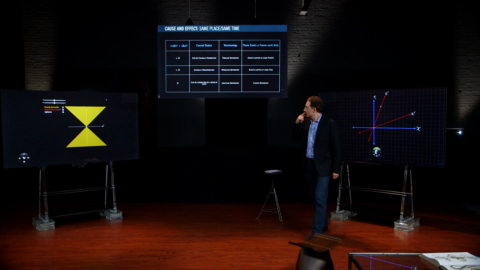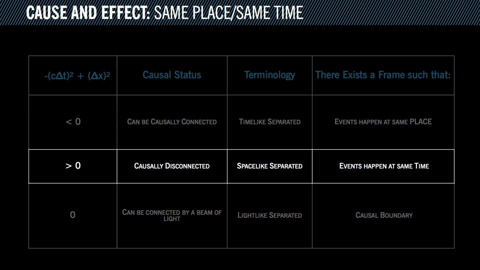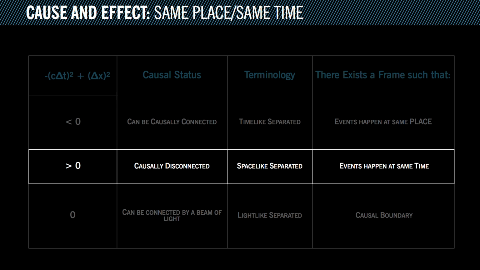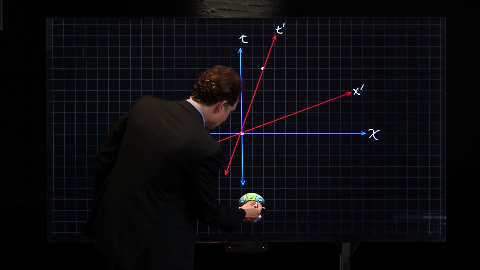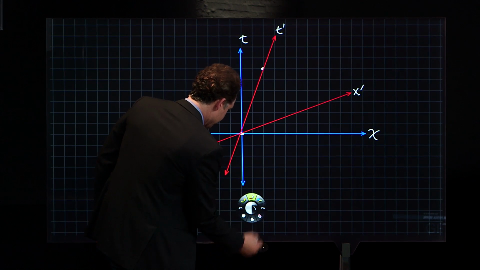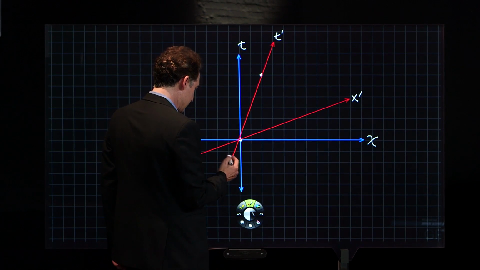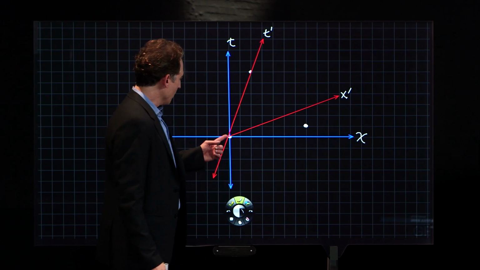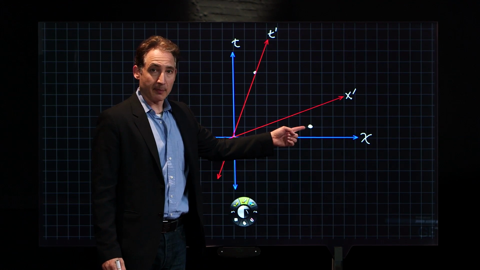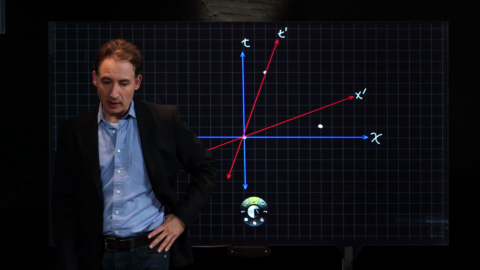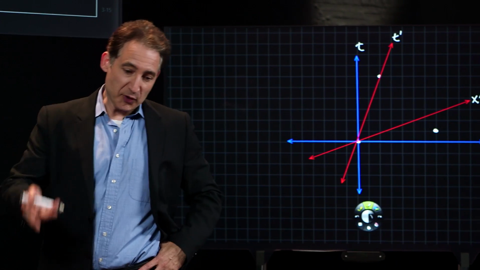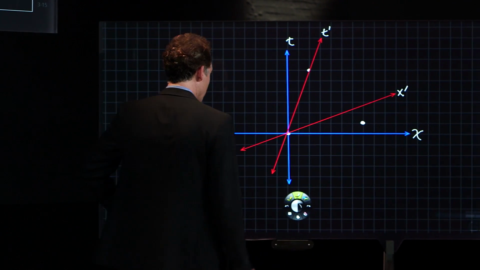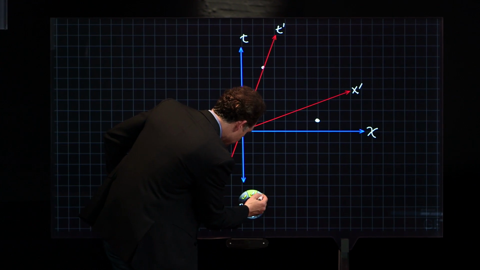For the other case, if we are looking at events that are space-like separated, let's do that over here. Let me choose another point for a space-like separated event. Let's choose one, say, at this location. The origin and that point are space-like separated. No way for a signal to go between them, but the claim is there is a reference frame where those two events happen at the same time. What is that reference frame? Well, I'll draw it for you.